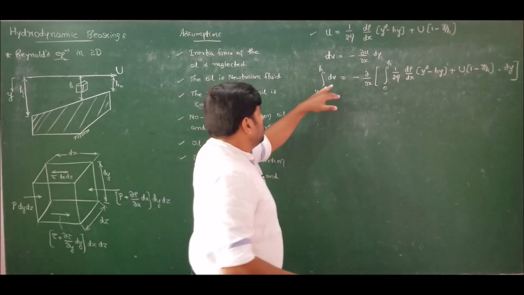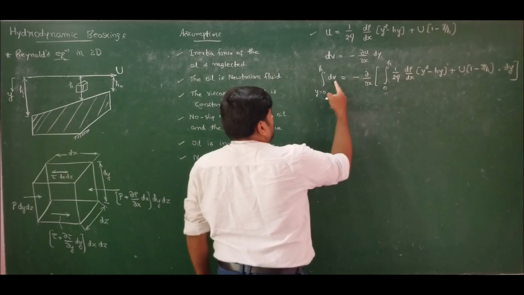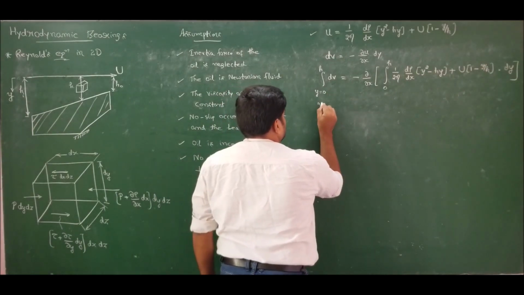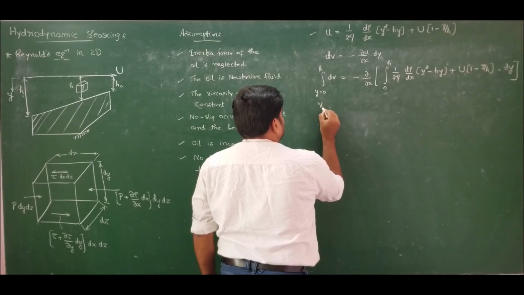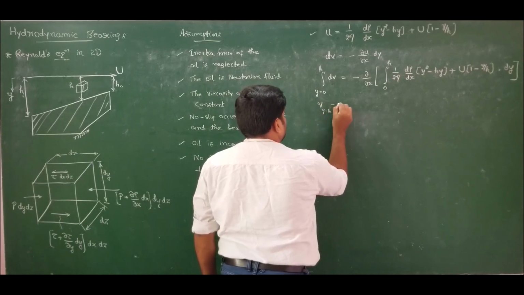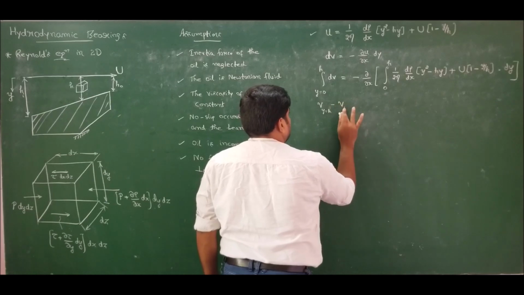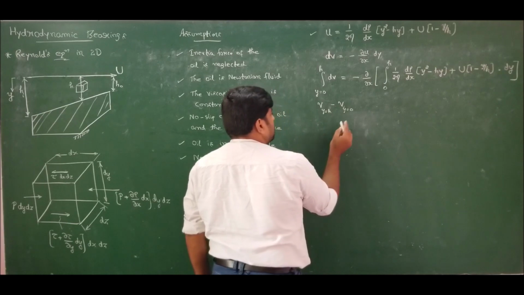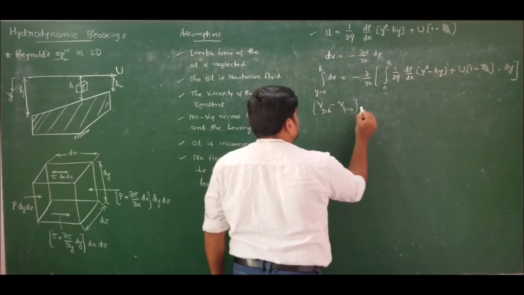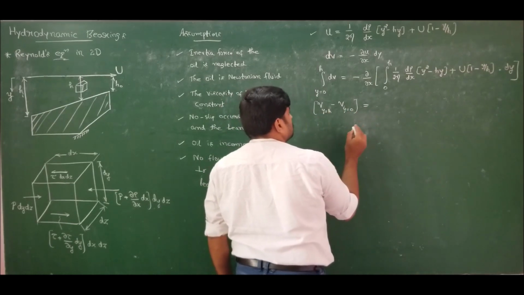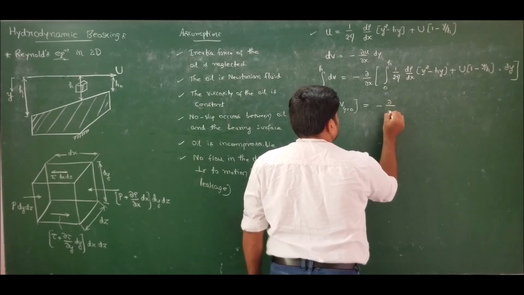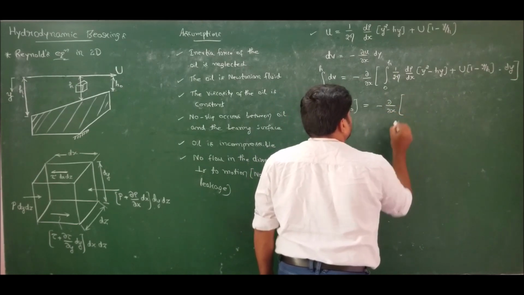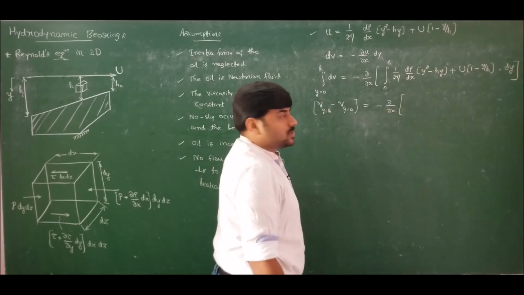So therefore, velocity v at y equal to h minus velocity v at y equal to 0. Both are 0, right? So let me substitute that. This must be equal to minus dou by dou x of, let me integrate this equation with reference to y.